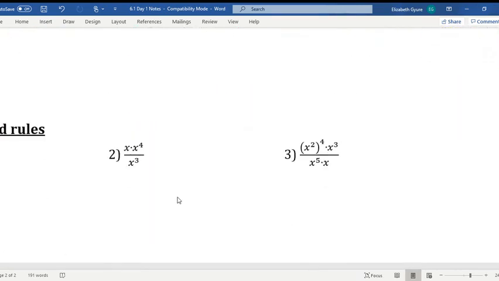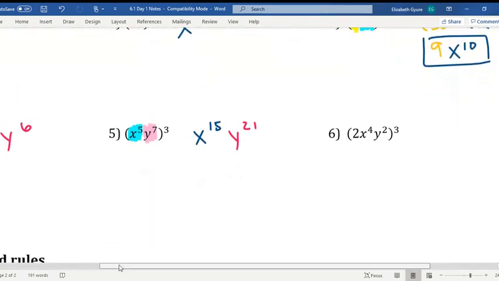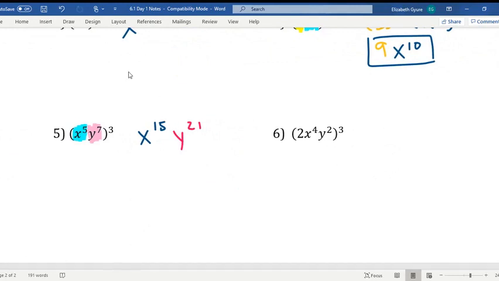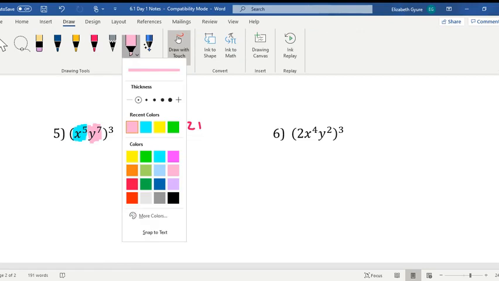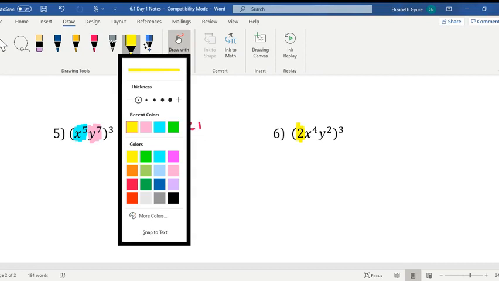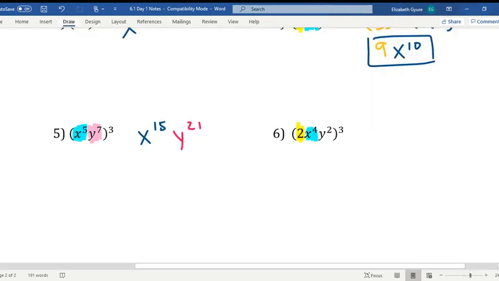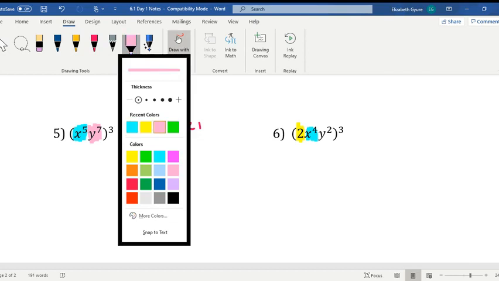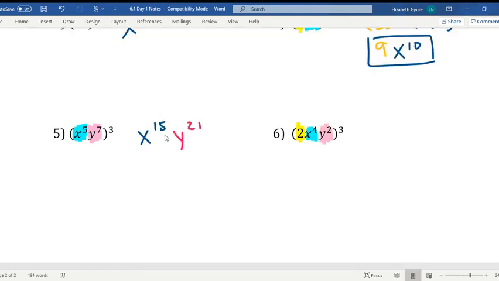Okay, so this is the last one. We're not going to have time for this bottom section today, but that's okay. So number 6, we got a 2. We have an x to the 4th, and we have a y to the 2nd. So now we got to cube all of these. We got a little exponent of 3 here. So we're going to take 2 to the 3rd, x to the 4th to the 3rd, and y squared to the 3rd. Now you can do this in 1 step or in 2 steps if you want.